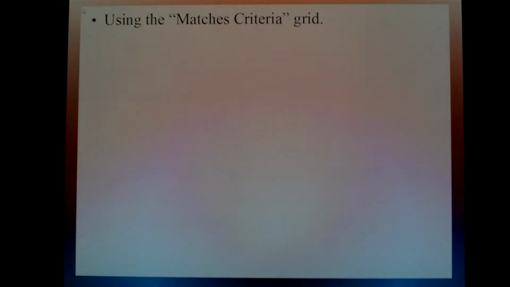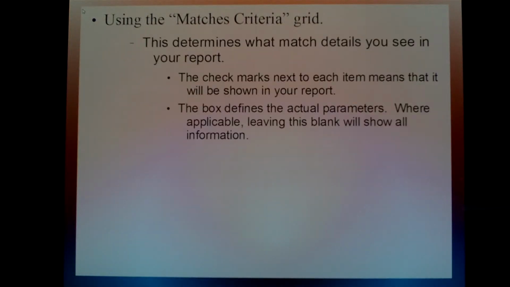Using the matches criteria grid. This determines exactly what details you see in your report. A little check mark next to each item means that it will be shown in your report. If there's no check mark, it doesn't show up. Then the box next to it defines what the actual parameters are. In most cases, if you leave it blank, or if it says all, it'll show all information.